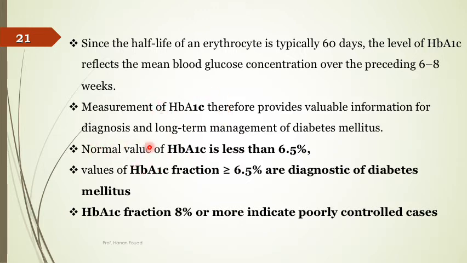The normal level in a normal healthy adult of glycated hemoglobin or hemoglobin A1C is less than 6.5%. But if the level becomes higher than 6.5%, meaning the percentage of hemoglobin in our blood which is covalently linked to glucose, a percentage more than 6.5 is diagnostic of diabetes mellitus, but with controlled blood glucose. If the percentage is higher than 8, this indicates poorly controlled or uncontrolled diabetes mellitus. The patient does not control his blood glucose level.